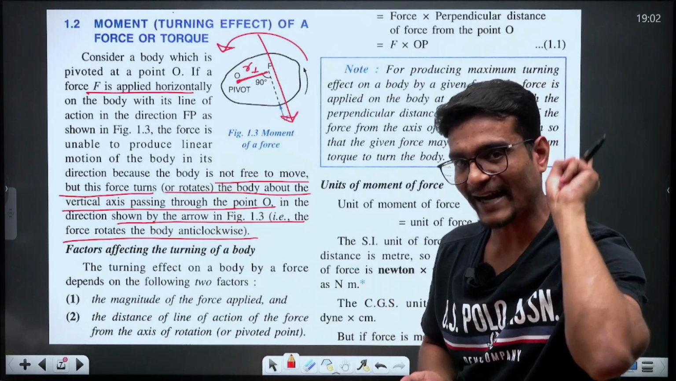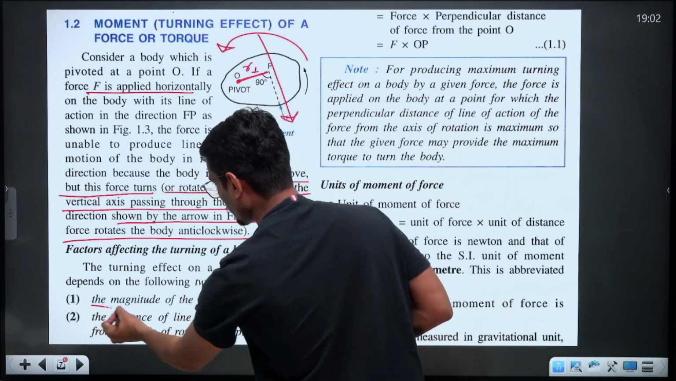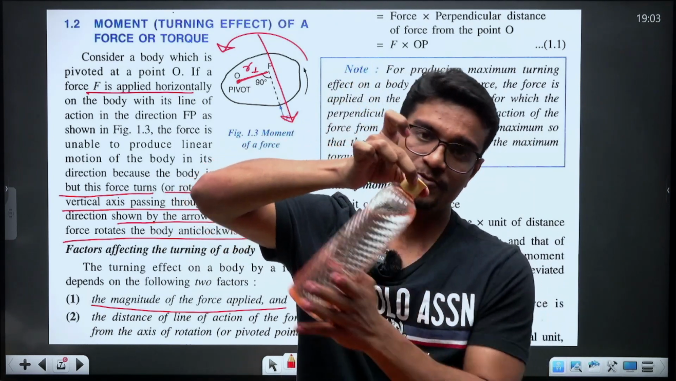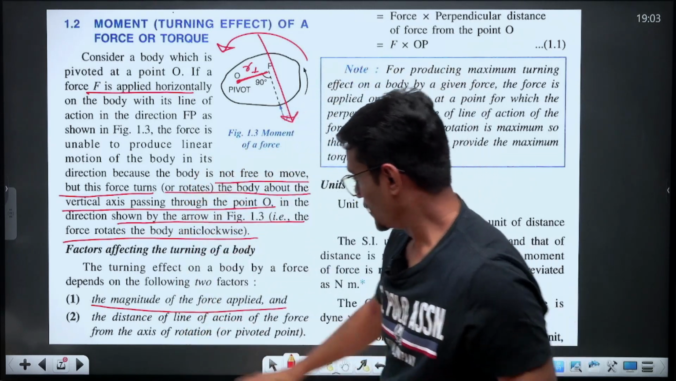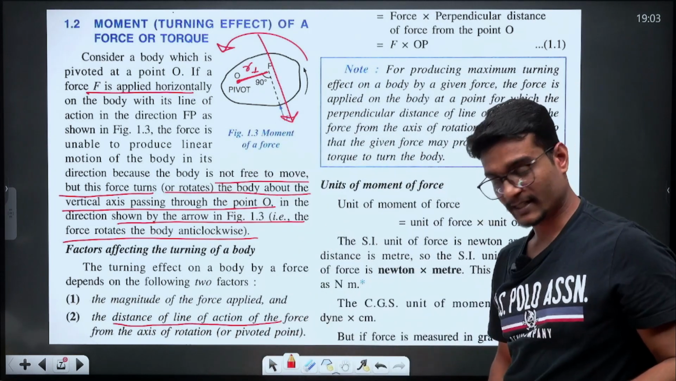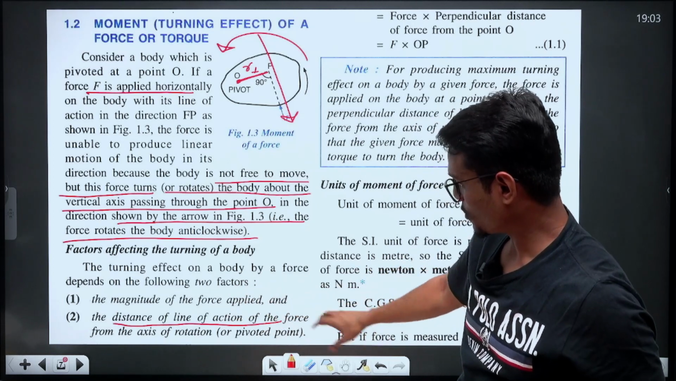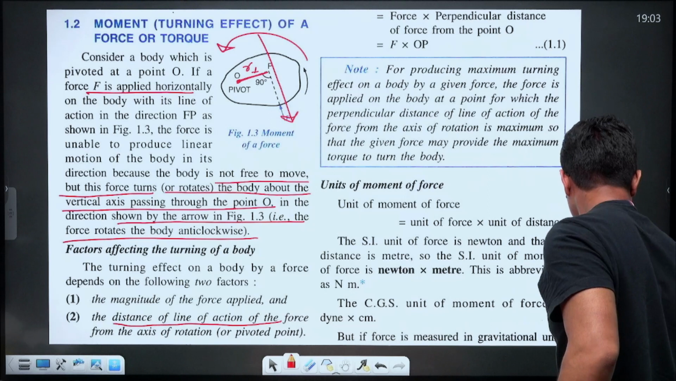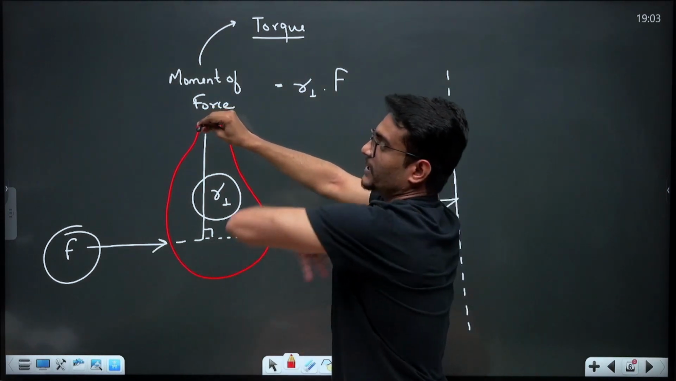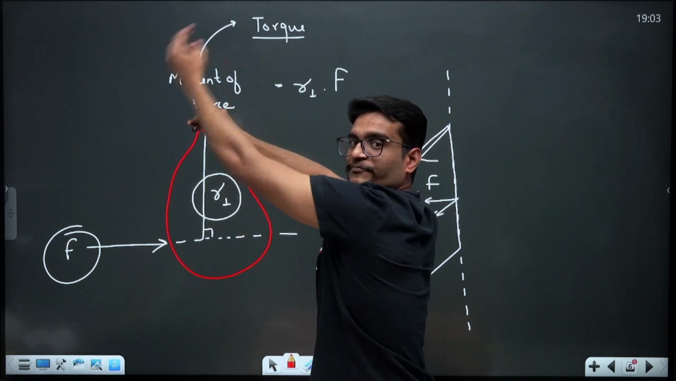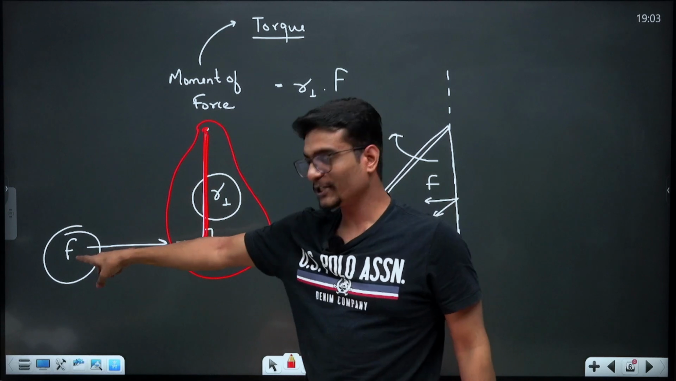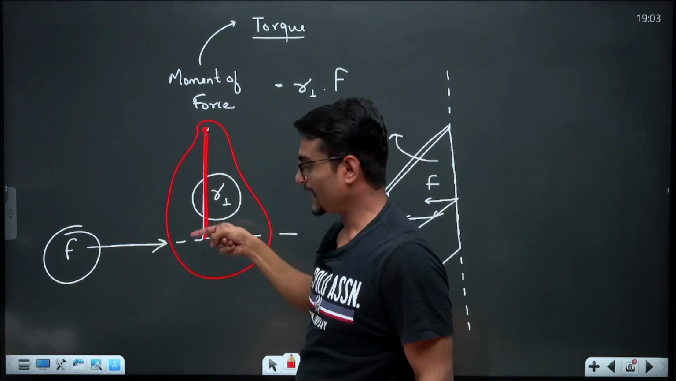Okay. And what are the factors that affect this turning effect? The factors are magnitude of the force. Yes, how much force I am applying. Am I applying a small amount of force or a greater magnitude of force? This is also important. The distance of line of action of force from the axis of rotation is also important, what I was telling you a couple of minutes ago. This distance is taken from the axis of rotation. You can see this is the axis of rotation. This pen is itself the axis because this is fixed and the body is rotating about the axis like this. So this perpendicular distance is very, very important. So the magnitude of the force and the perpendicular distance.